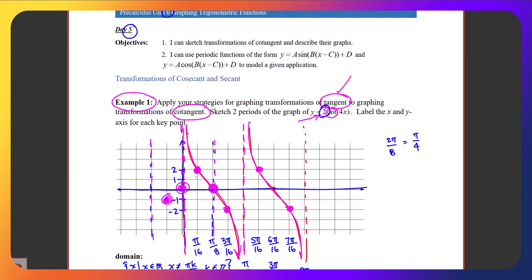Now, labeling the axes. The b value is 4. Since tangent and cotangent have periods of pi, this will be pi over 4. That's where I got that from. Pi is the regular period divided by 4. It's now pi over 4. So from here to here, it's pi over 4.